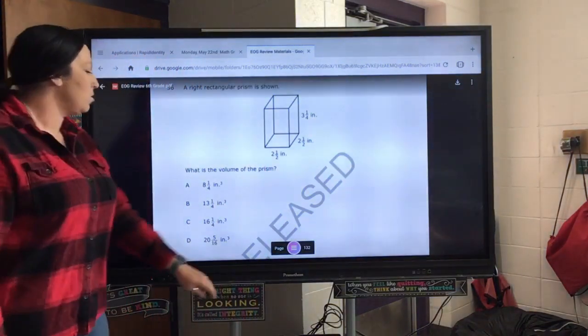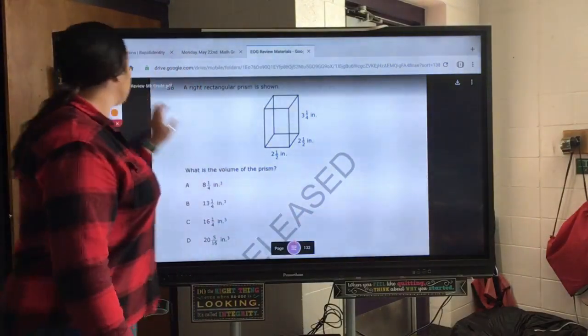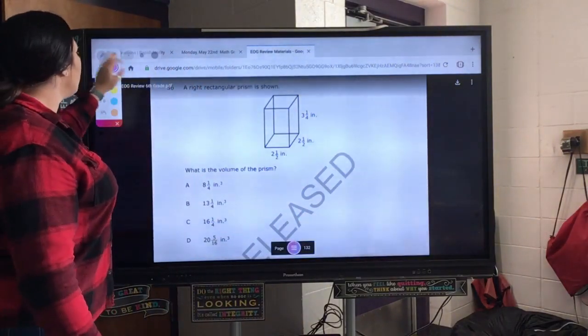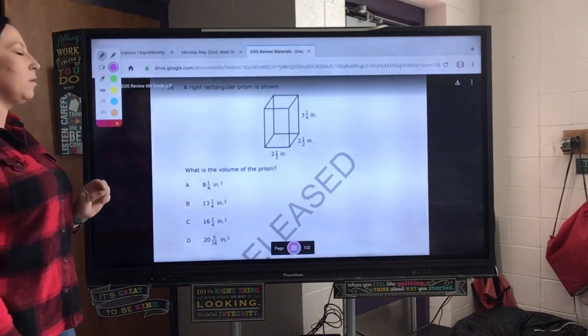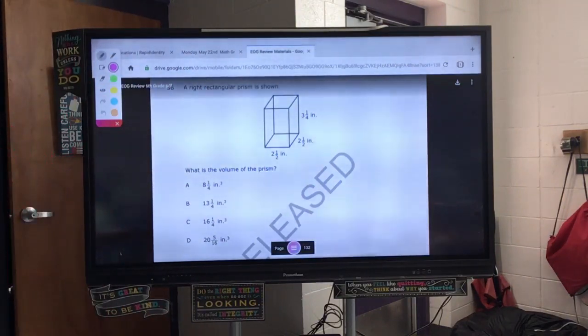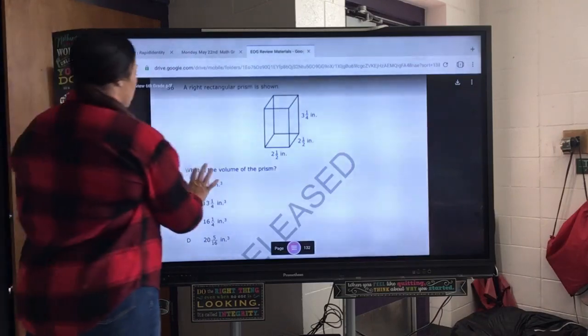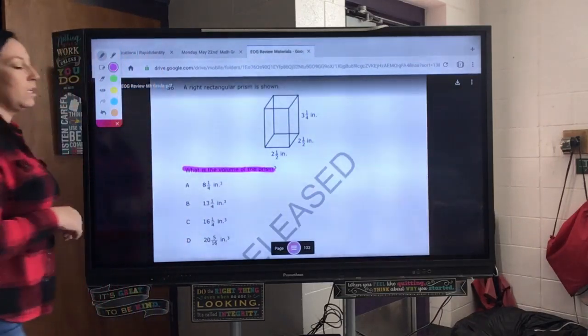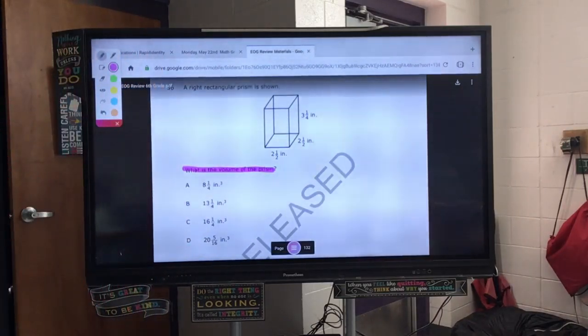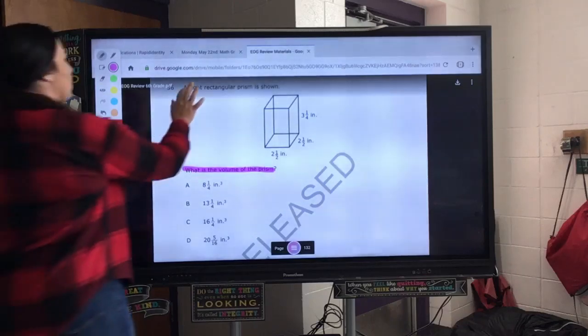Alright, so this says a right rectangular prism is shown below. What is the volume of the prism? So what is important in this question? What's important in the question? Lily? What is the volume of the prism? Okay. Anything else important, guys? Aiden? Rectangular prism. Right, rectangular prism.